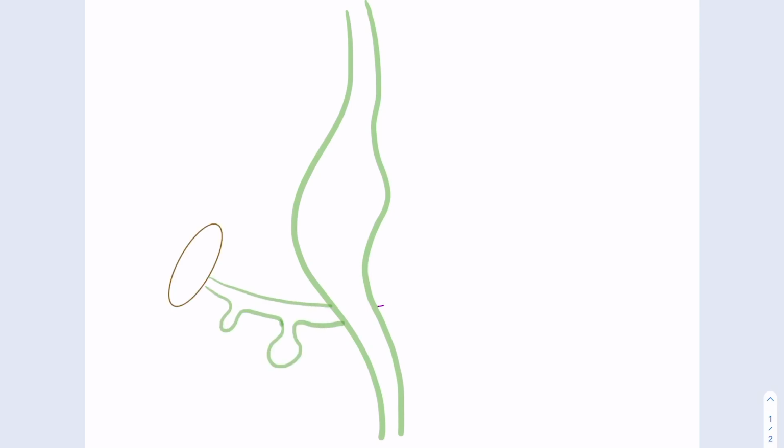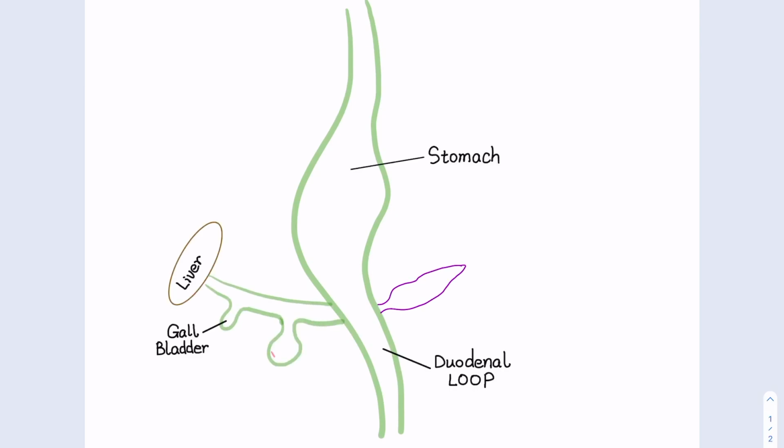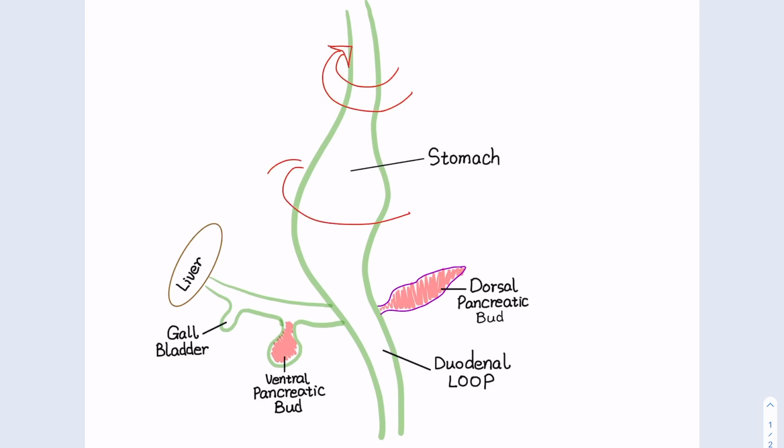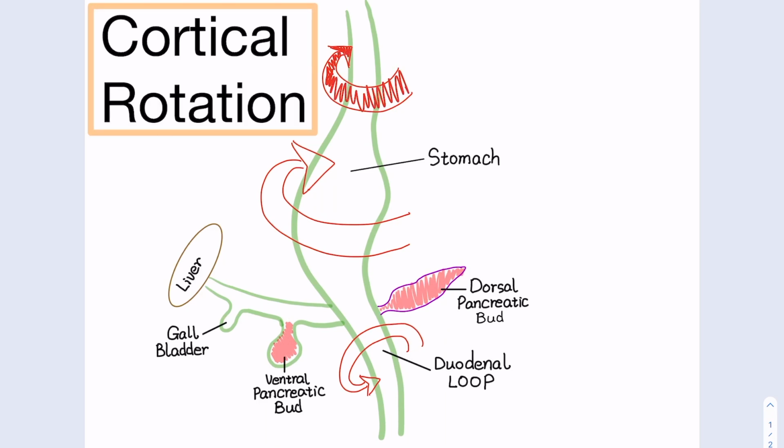After around 30 days, there will be two buds formed. We would like to call the left one the ventral pancreatic bud and the right one the dorsal pancreatic bud, just like how it's shown in the picture. Right after two buds are formed, a clockwise rotation starts to appear. And let's just call it the malrotation for now.